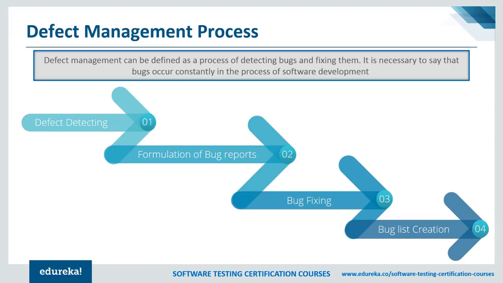And the next step, that is the third step, is the stage of bug fixing. After the bugs are fixed, they should be tested once more to make sure that the software works properly. And during the final step, the bug list is created. So this is a document that contains information about all the bugs that occurred during the project's performance. And the team often uses the bug list because similar bugs have occurred. So this is all about the defect management process.